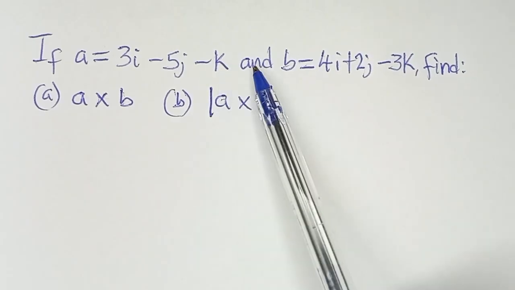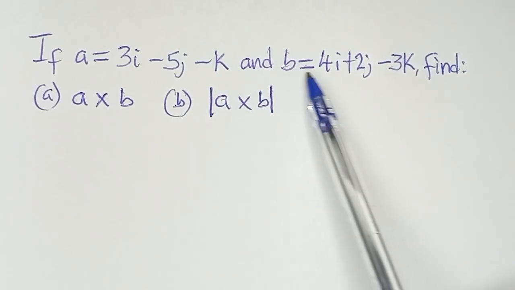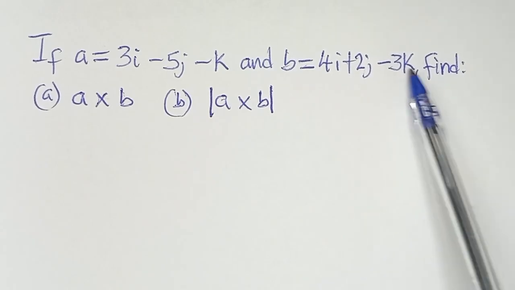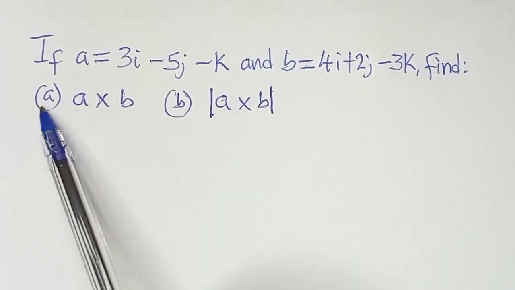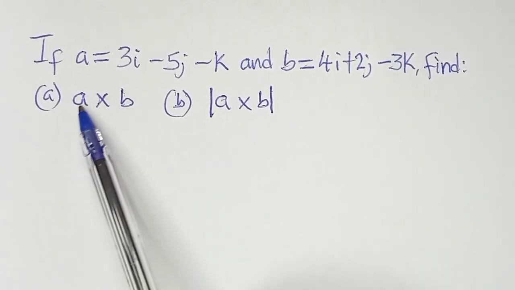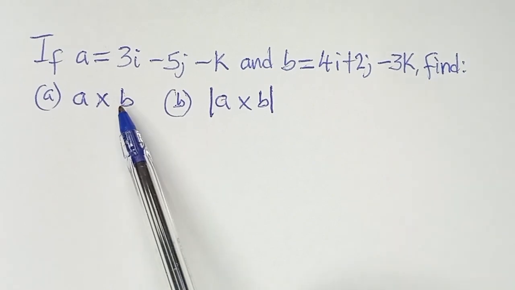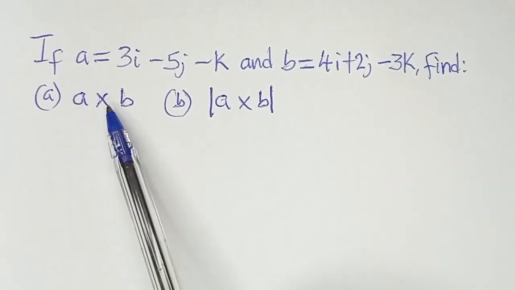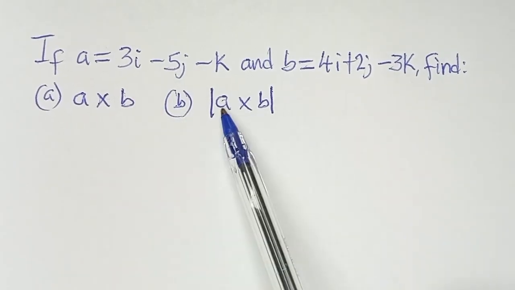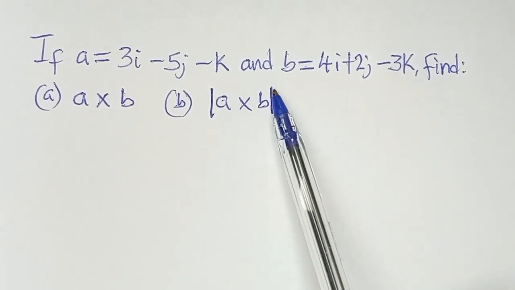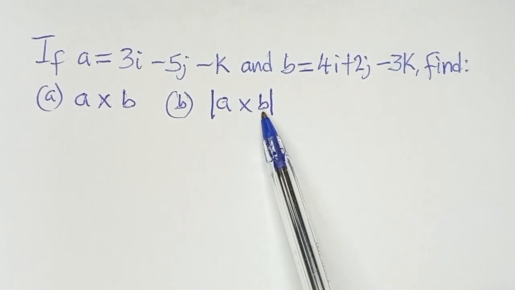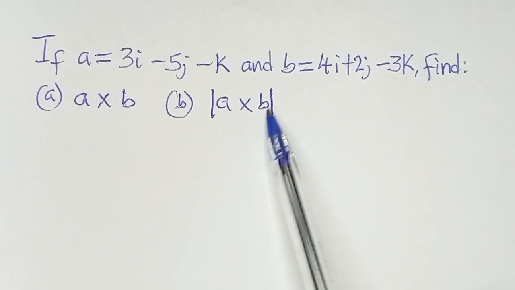The question here under vector says that if the vector A is equal to 3i minus 5j minus k and B is equal to 4i plus 2j minus 3k, that we should find the cross product. This is the multiplication of A and B. So we call this the cross product of A and B. So A multiplied by B is the cross product of A and B. And then here it says that we should find the absolute value or the modulus of A multiplied by B.